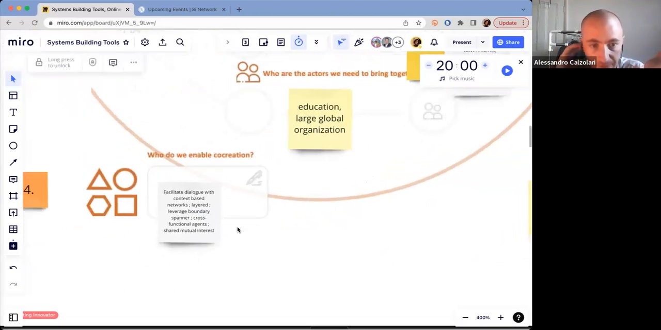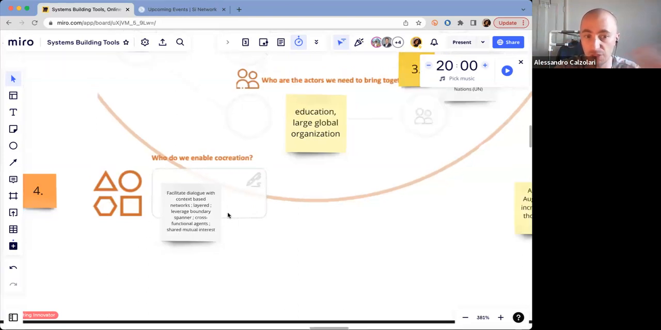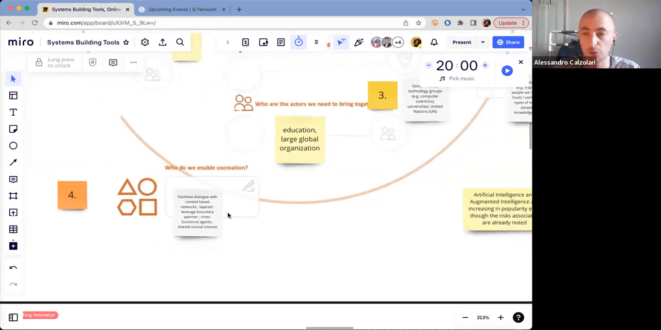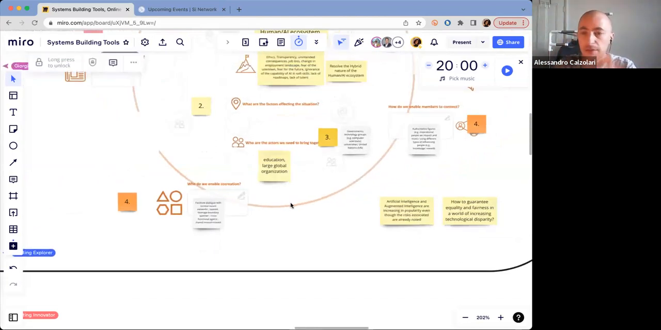We want to facilitate the dialogue with context-based networks, like the one that we are now, as system innovation, with different kinds of layers, and also be open to other networks. So what we said is leverage boundary spanners. If someone has a different knowledge, or other networks have a different knowledge that can help us to understand better, or to look at the same kind of problem from a different perspective, that is going to help. And have cross-functional agents with different knowledge, not just maybe tech people, but everyone.